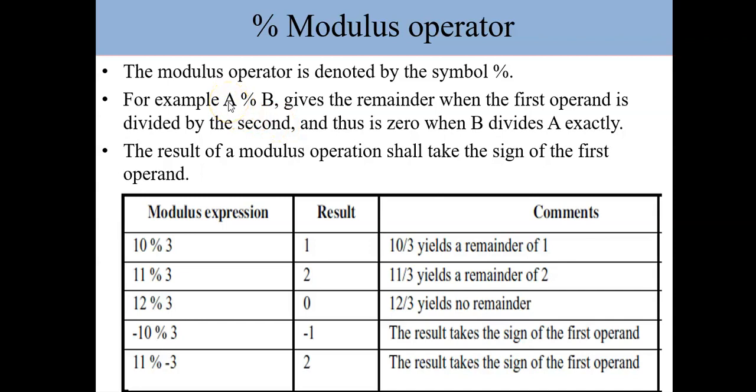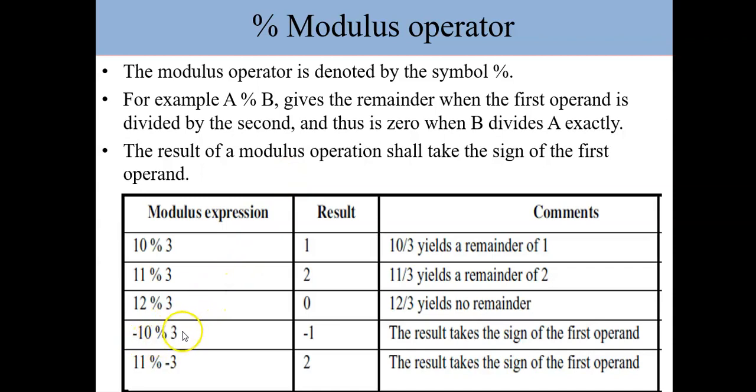Suppose I say A modulus B, A modulo B otherwise. Then what will it do? B will divide A and it gives the remainder. So the remainder will be this. Now let us see here, I have taken some examples. 10 modulo 3: when I divide 10 by 3, the remainder is 1. That will be your result. Similarly, 11 modulo 3 is 2, 12 modulo 3 is 0. So here we have some interesting things.